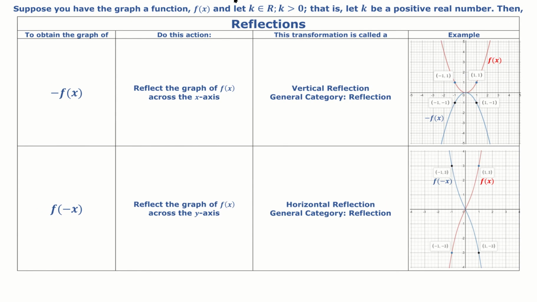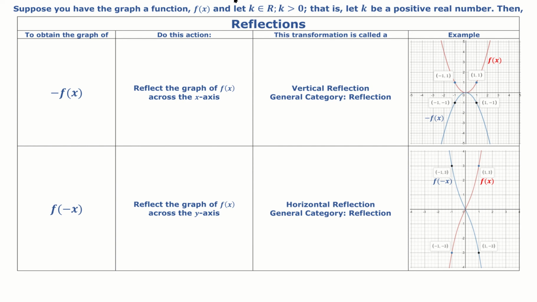All right, the last group are actually probably the easiest kinds of transformations. This is when you have the graph of f of x and you just multiply it by a negative 1. So that's just going to take the graph of the original function and flip it, right? That's all it's going to do. So that's why you get this mirror image across the x-axis. So we reflect the graph of f of x across the x-axis when this happens. It's called a vertical reflection, and again the category is also just reflection.